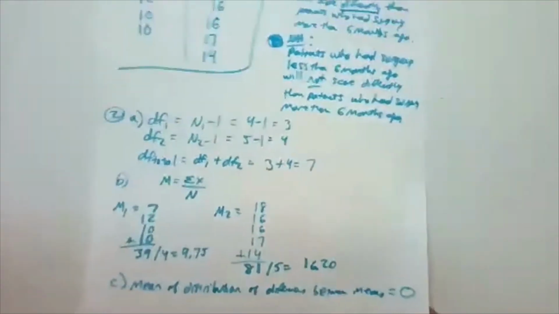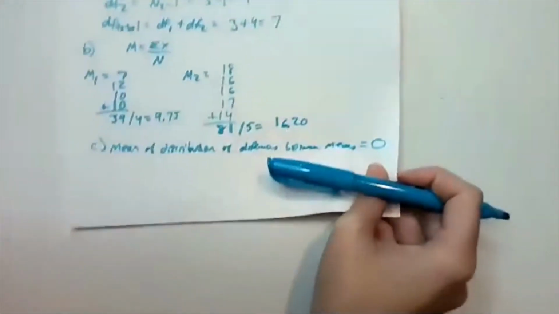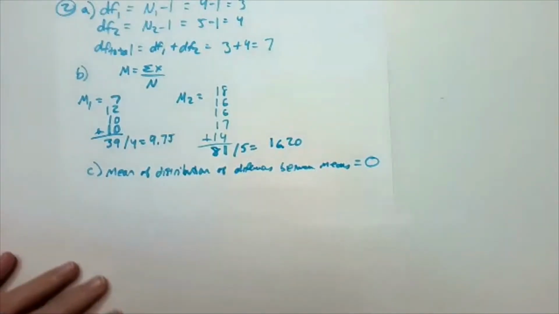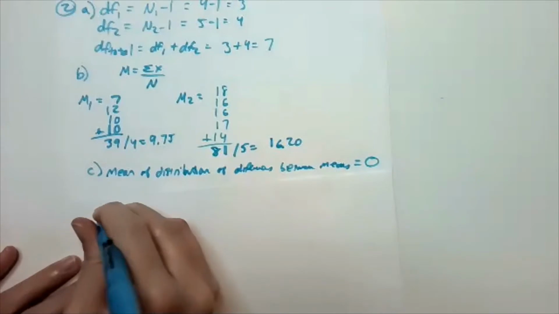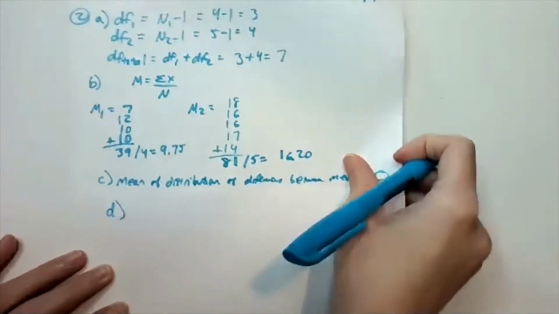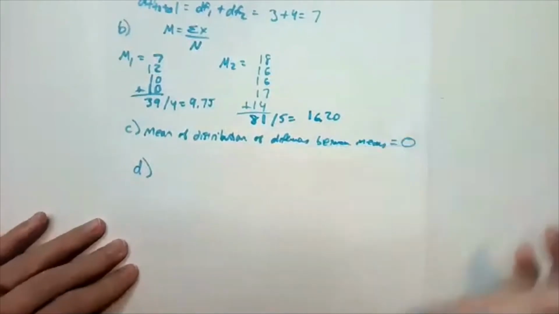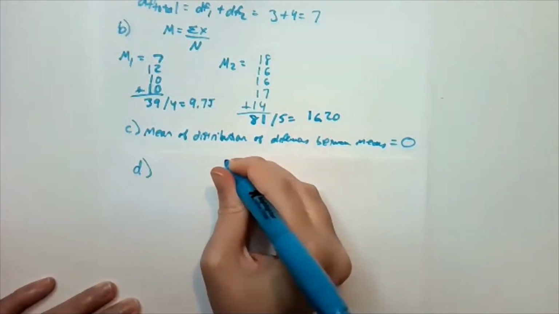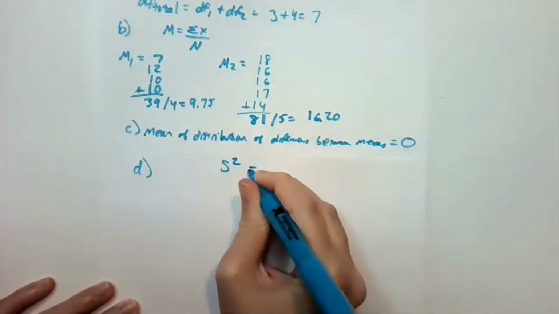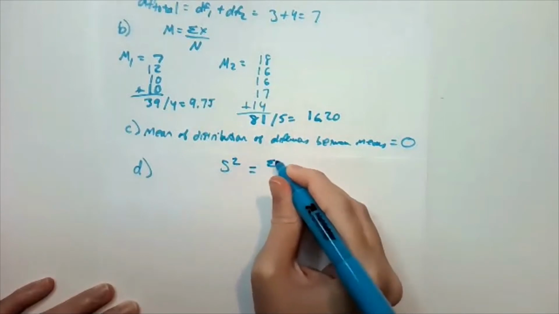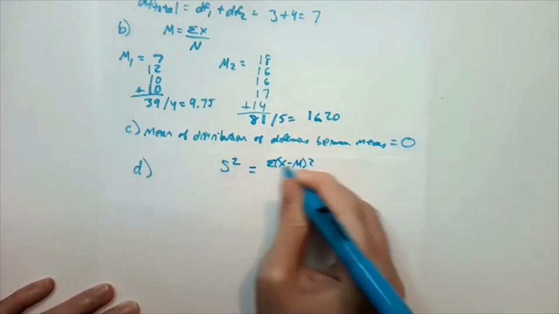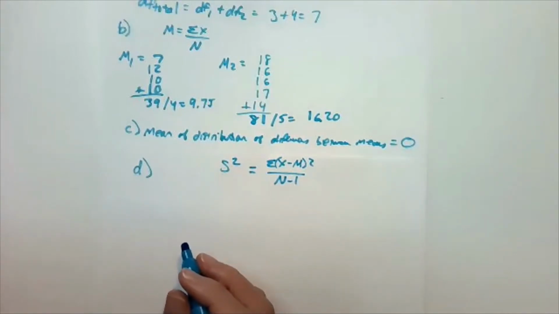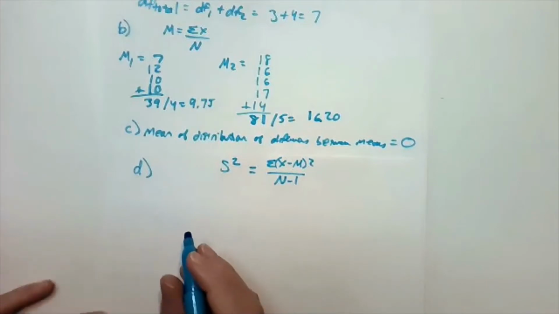I'm going to grab a second sheet of paper here. We're going to continue on by getting an estimated population variance for each of our groups. And so we remember that our formula for our estimated population variance is going to be the sum of x minus m squared divided by n minus 1. So we're going to get an estimated population variance for each of our groups in this case.